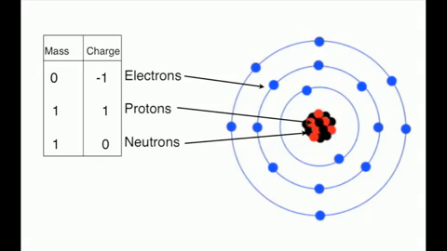The overall charge on an atom in equilibrium is 0. The number of protons is exactly matched by the number of electrons. It is the number of protons that defines an element.